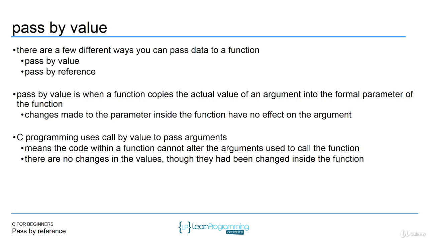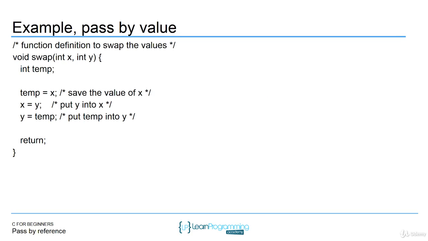C programming uses call by value to pass arguments. Everything is call by value, pass by value. These terms are used interchangeably. So again, this means the code within a function cannot alter the arguments used to call the function. There are no changes in the values, though they had been changed inside the function. It seems like they're local variables. And that's why, up until this point, you had to create global data if you wanted to share data from one function to the next. Right? And this is how C works. But what happens when you actually pass in a copy of an address? Well, then it can mimic pass by reference. But here's an example of how we've been using pass by value.